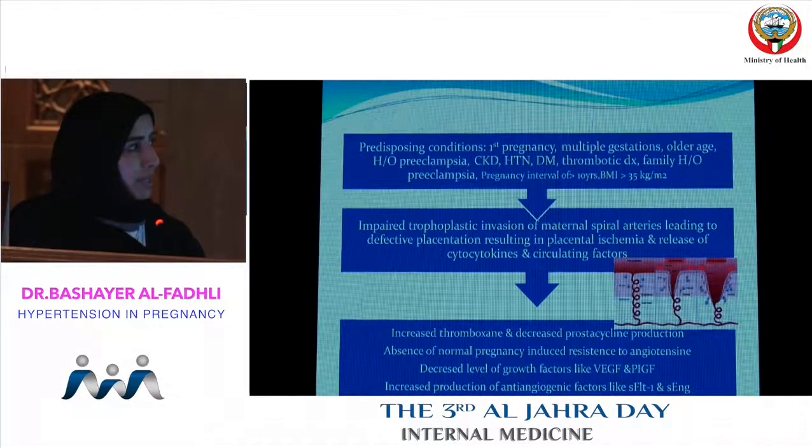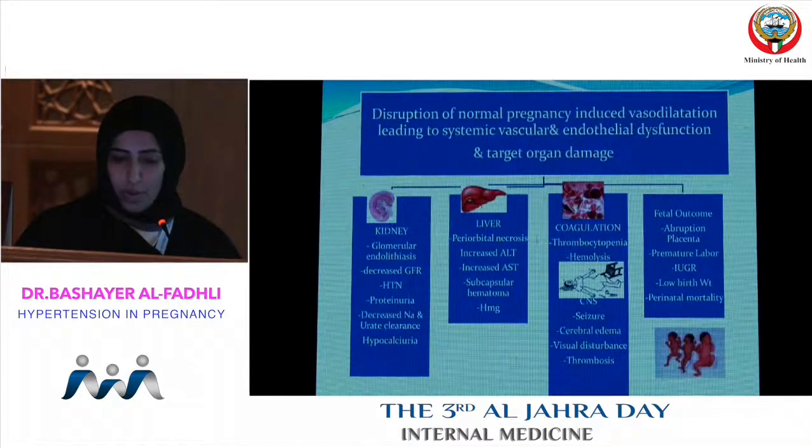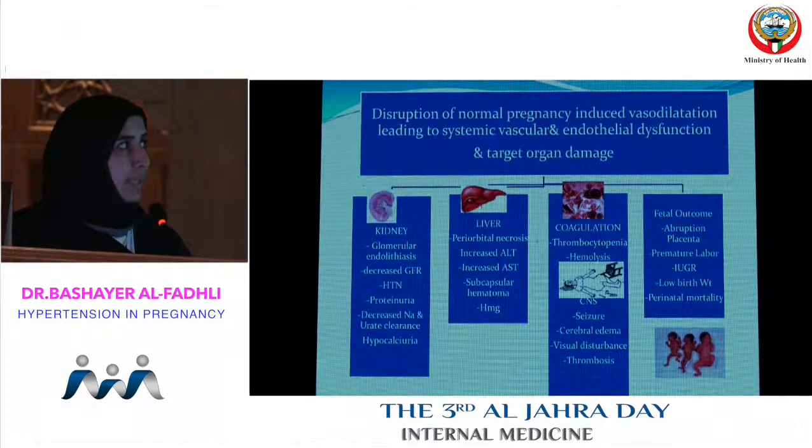There will be an impaired invasion of the maternal spiral arteries leading to defective placentation, resulting in release of cytokines and circulating factors. There will be an increase in thromboxane, decreased prostacyclin production, decreased level of placental growth factor, and increased production of antiangiogenic factors. All these factors lead to disruption of normal pregnancy vasodilation, leading to systemic vascular and endothelial dysfunction and target organ damage, affecting the kidney, the liver, the coagulation, and the CNS, with a worsening of fetal outcome like premature labor, IUGR, low birth weight, and perinatal mortality.